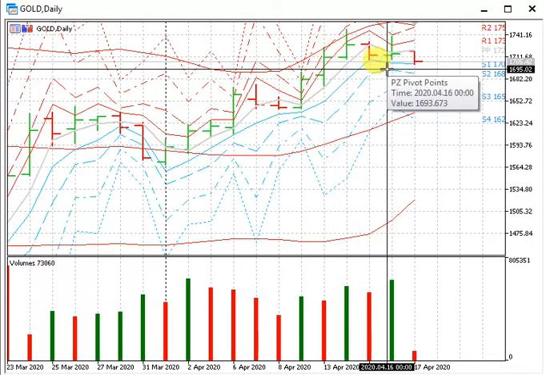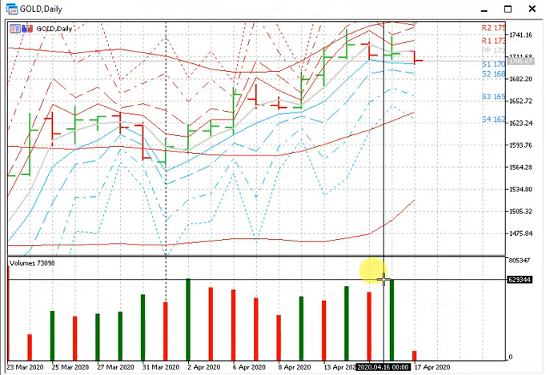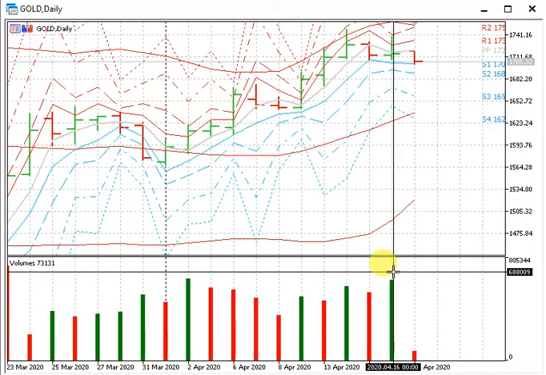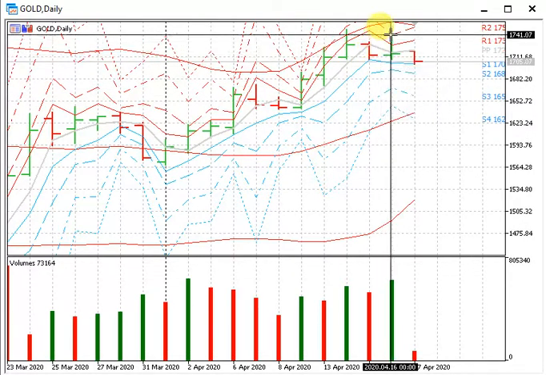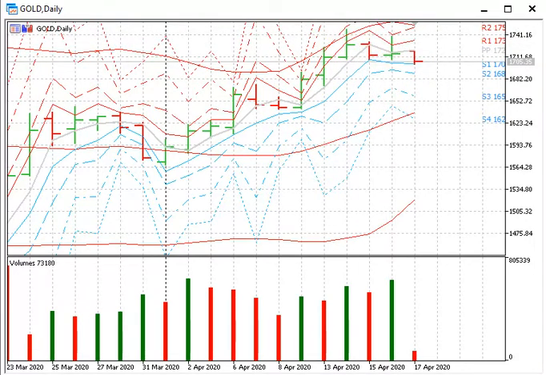We went sideways this week. This bar is really of interest. This is an ultra high volume bar, as high as that one, one of the highest in the last 2 weeks. This is supply entering the market, which is a retest of the high of this bar here. So it's a retest of the high of this bar, and it's supply entering the market.